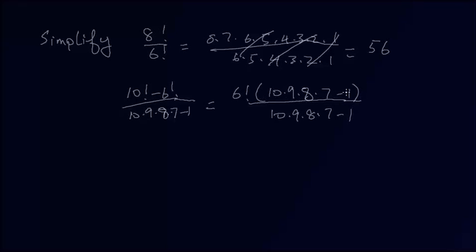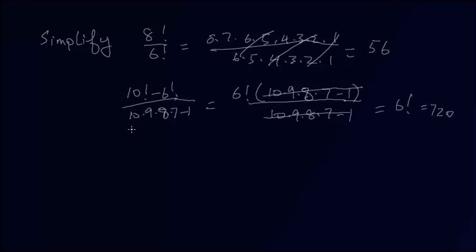And the numerator makes sense because 6 factorial times this section is equivalent to 10 factorial. So common terms cancel out. This is simply equal to 6 factorial, which I believe is equal to 720.